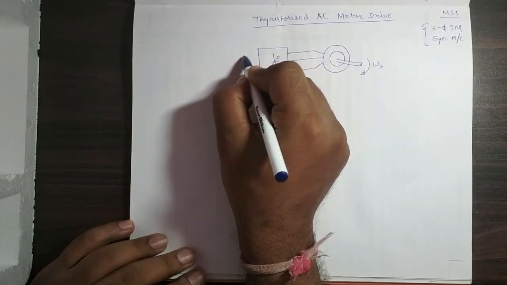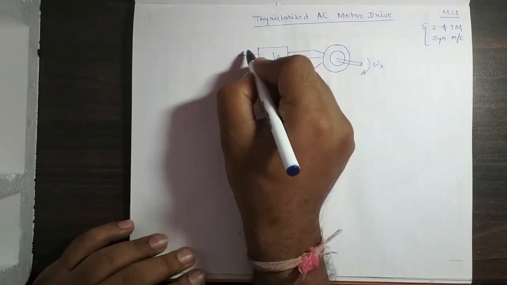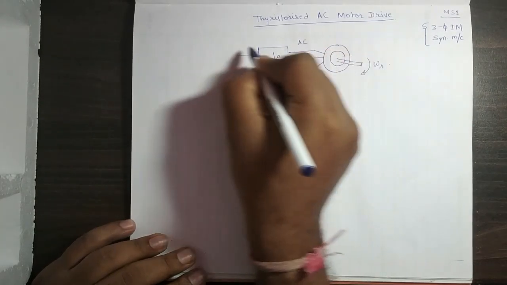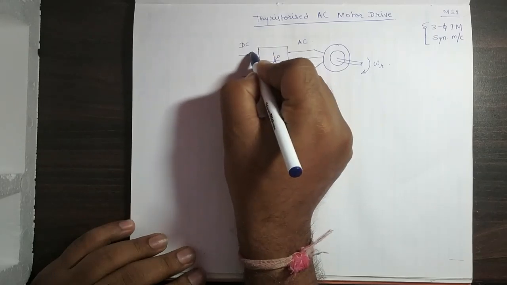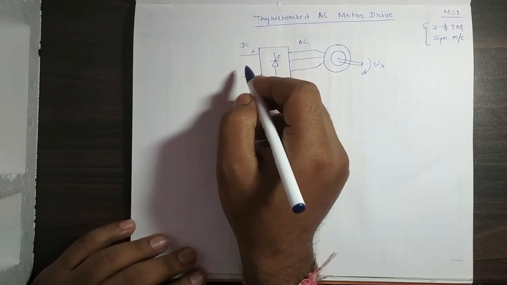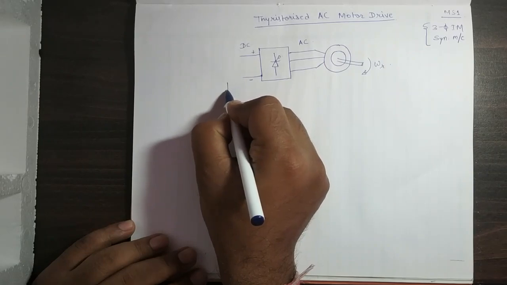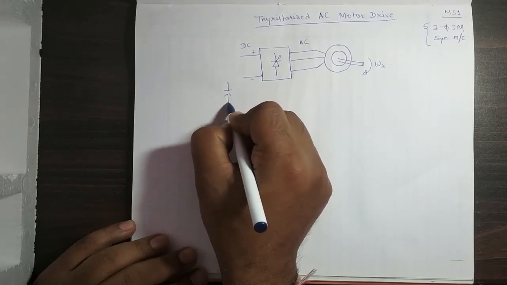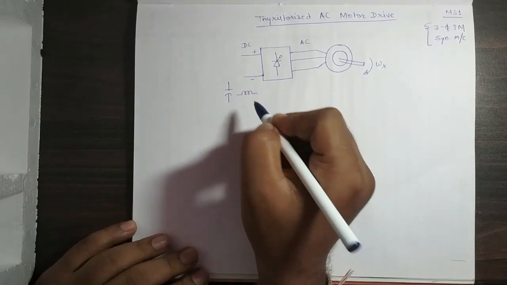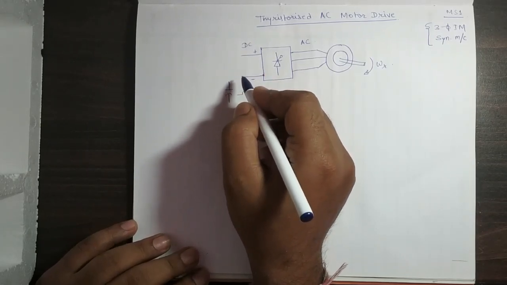So on this side this one is AC and this side this one is DC. Depending on this DC source, two situations can occur. One is that you can connect a capacitor over here. Another is that you can connect an inductor over here. Which one you connect depends on the application.